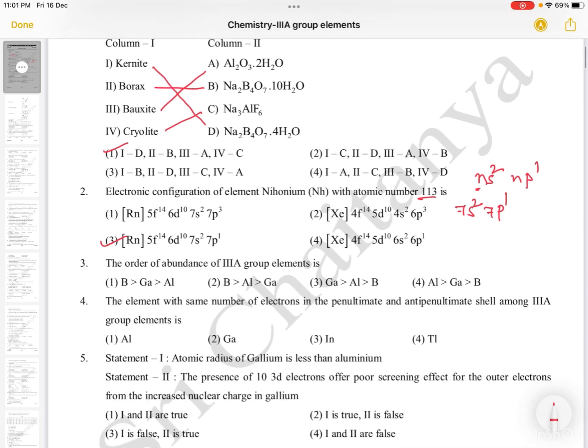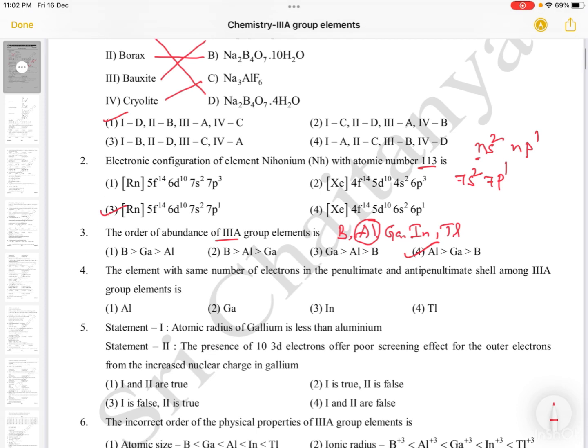Next, the order of abundance of third A group elements is. In third A group elements, we know the elements present in third A, that is boron, aluminium, gallium, indium, and thallium. Among all these elements, aluminium is the third most abundant element in the earth crust. So then gallium, then boron. So option is fourth.